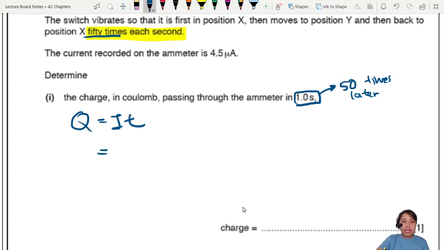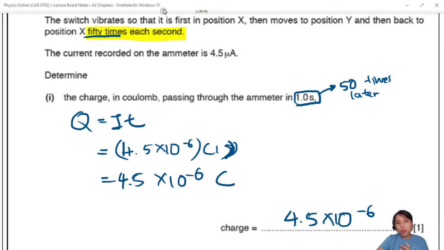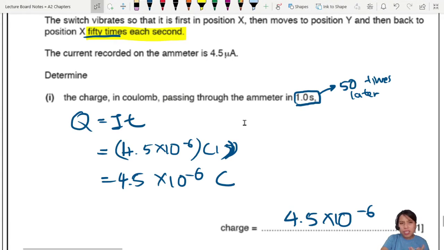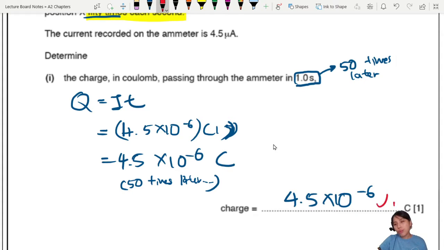We know that in 1 second, you have 4.5 mu. Mu is 10 to the negative 6. So this is just 4.5 times 10 to the negative 6 coulombs, the total amount of charge that has passed through. Now, a very important tip is, this is the amount of charge that goes through after 50 times, because 1 second, so this is 50 discharges later. This is the total amount that goes through. This is important because later they will poke you about it. So this is just 1 mark, A1 here.